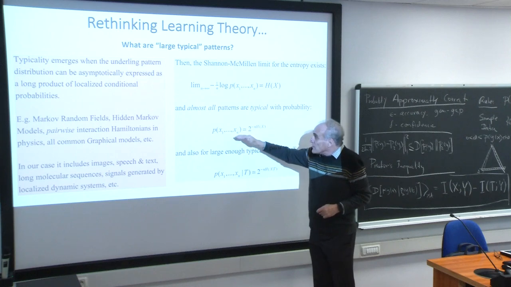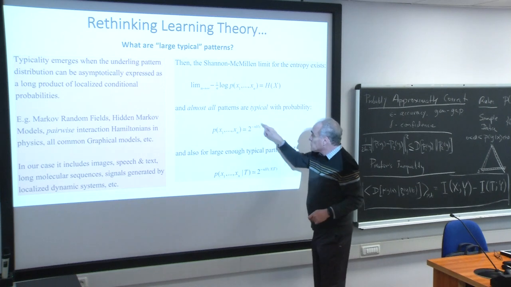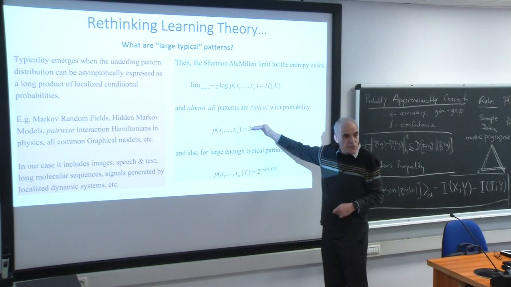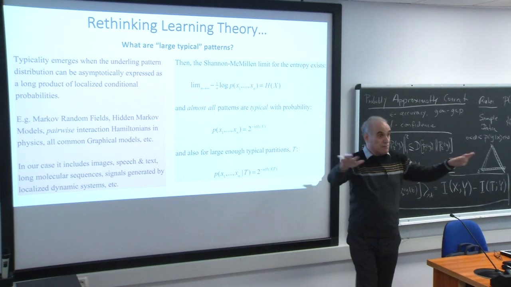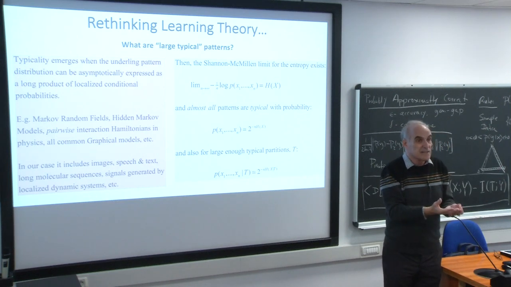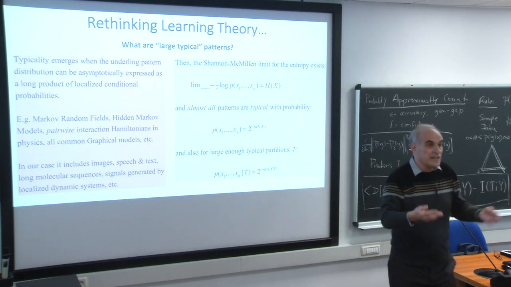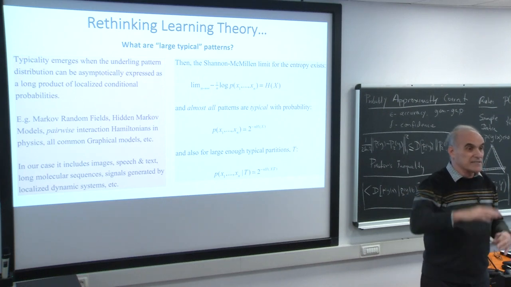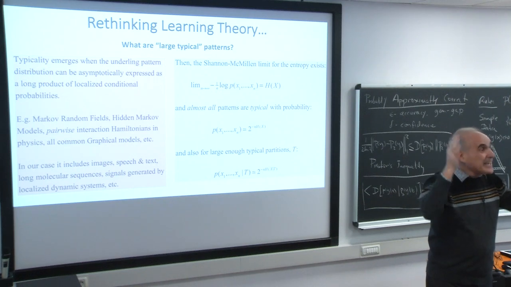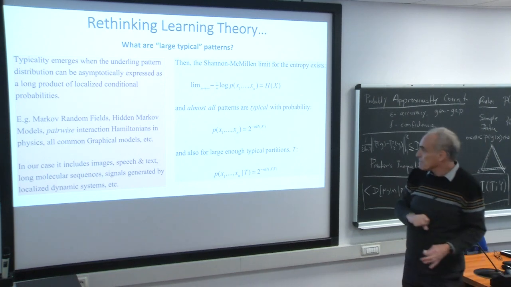And then notice that all the typical patterns essentially have the same probability, which is just 2 to the minus nH, or e to the minus nH, depending on the base of the log. 2 to the minus nH if I'm using bits, where H is the entropy. So they're all equally probable, which means that the size of these typical sets is exactly 2 to the nH. Because all of them are equally likely, and we're talking about finite sets, the size is just 2 to the nH. So this is a very important part of this typicality argument: all typical patterns have exactly the same probability, which is determined by the entropy.